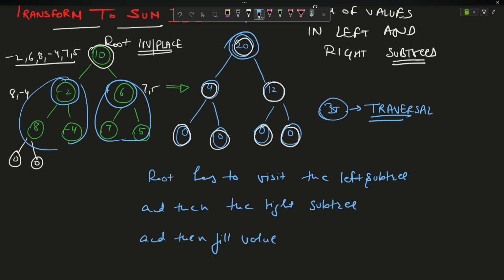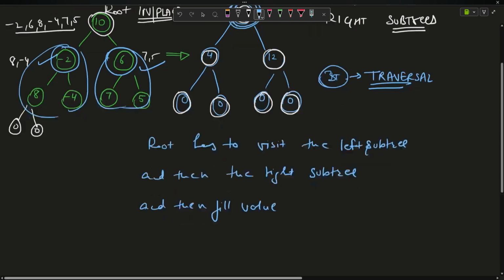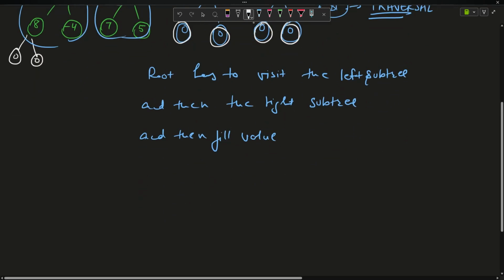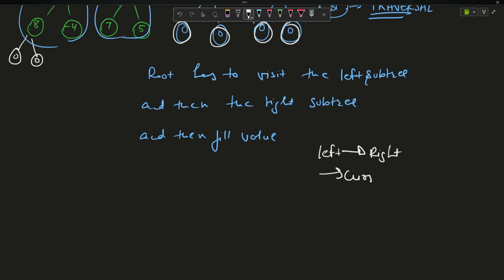So I will have to traverse, right? I will have to go towards the left first, then towards the right, and only then will I have a particular value to fill here. So the traversal is actually taking the shape of left followed by right followed by current. I have seen this traversal. Who will tell me? It is post order traversal, the left right root, the famous traversal.